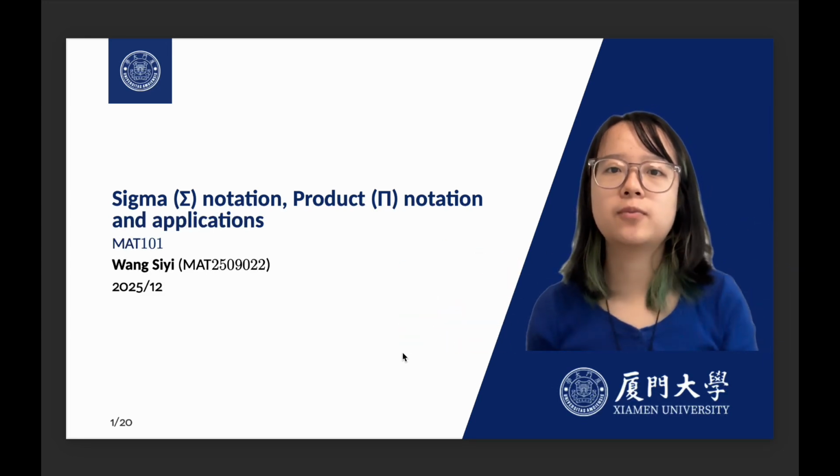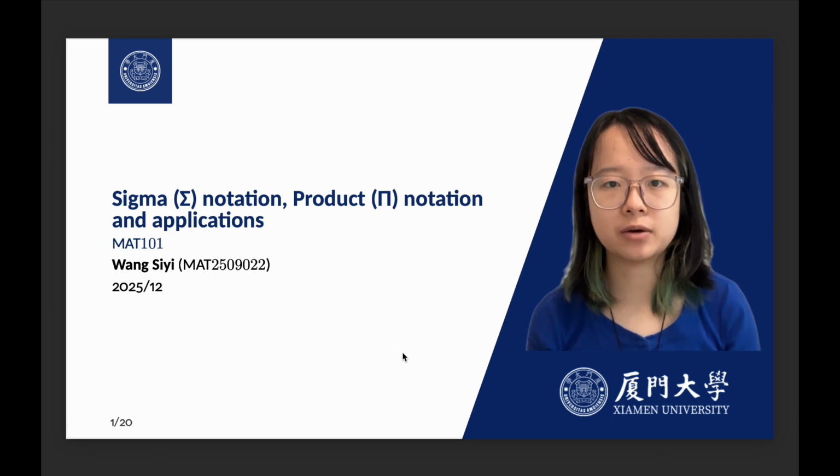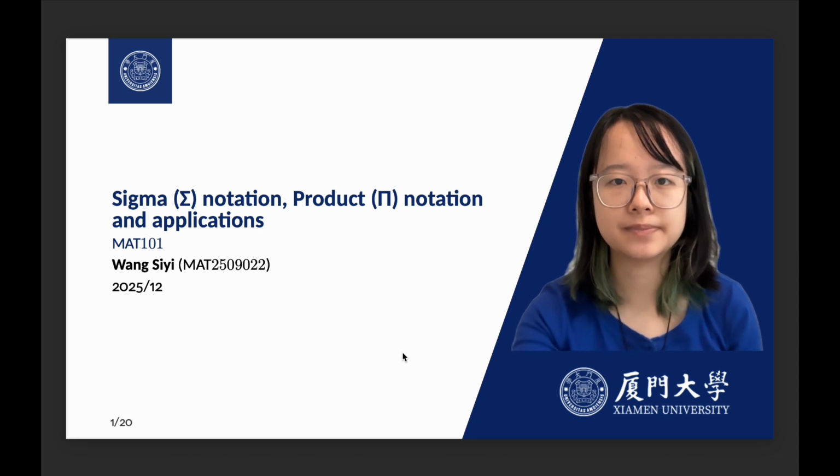Hello everyone, I'm Wang Si from Xiamen University Malaysia, and today I'm going to give a presentation about sigma notation, product notation, and their applications.